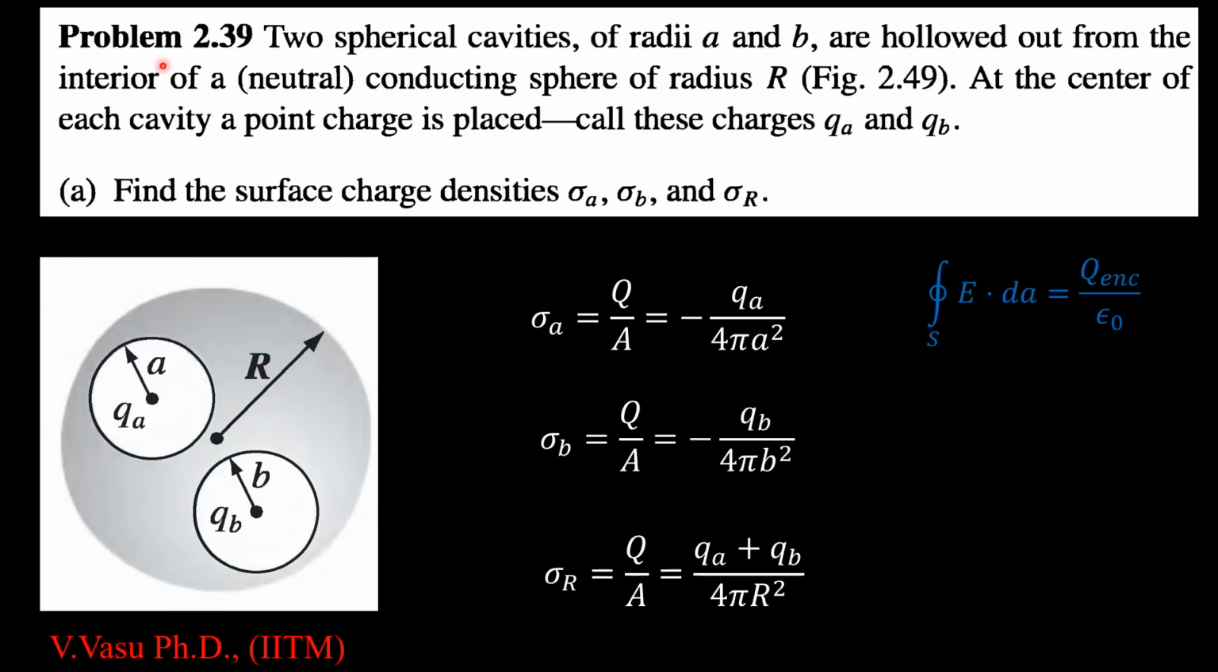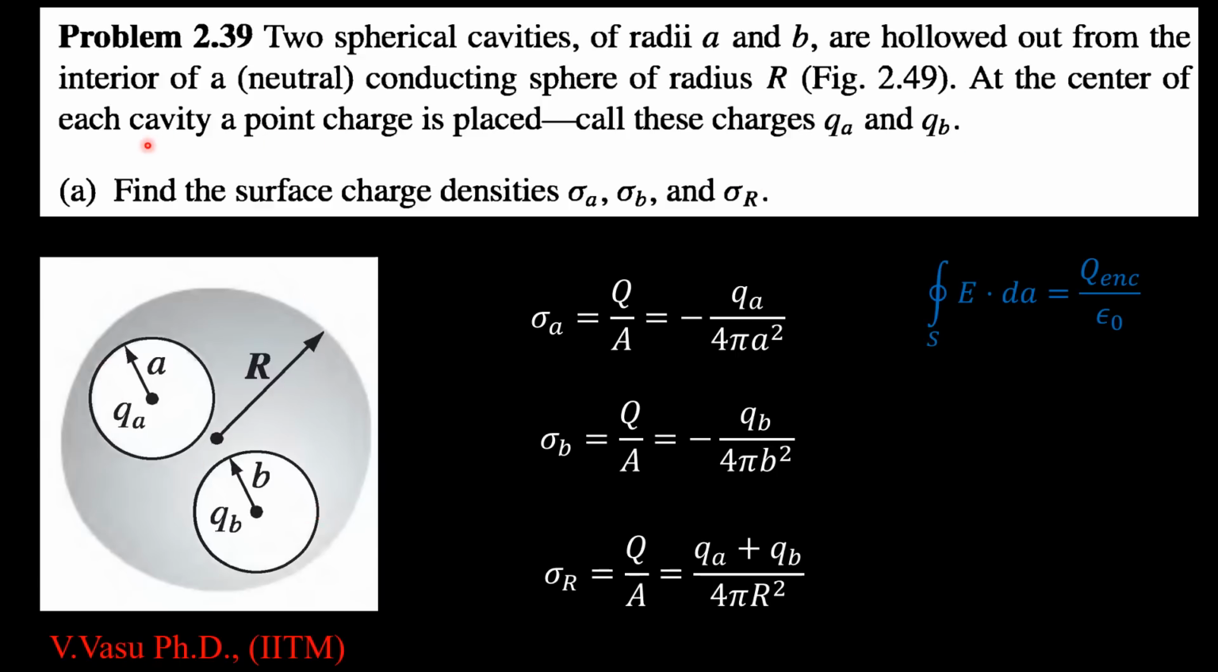Today we will solve problem 2.39 of Griffiths, 4th edition, Introduction to Electrodynamics. The problem: two spherical cavities of radii a and b are hollowed out from the interior of a neutral conducting sphere of radius R, as given in the diagram. So we have made hollows at two places with radii a and b.